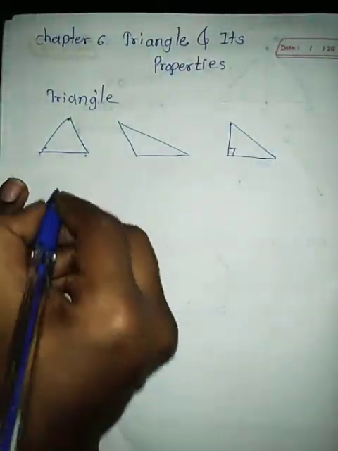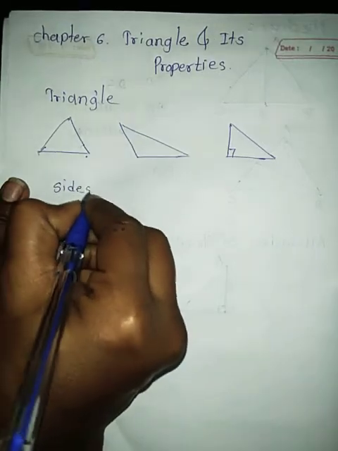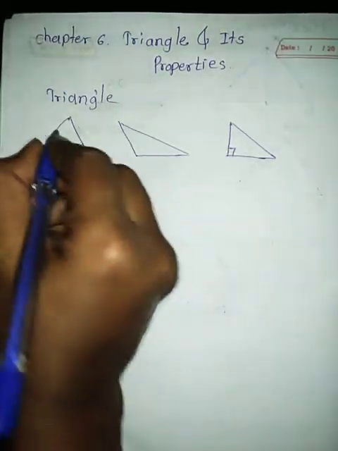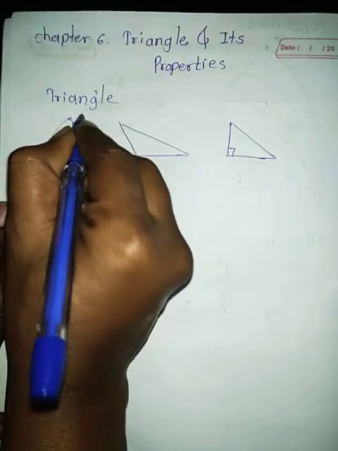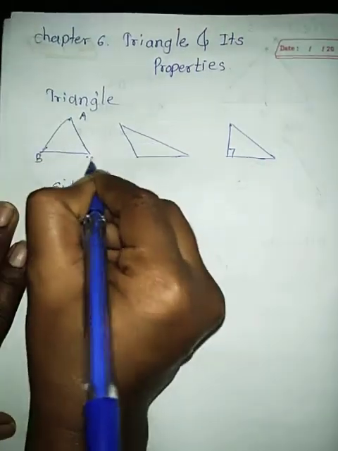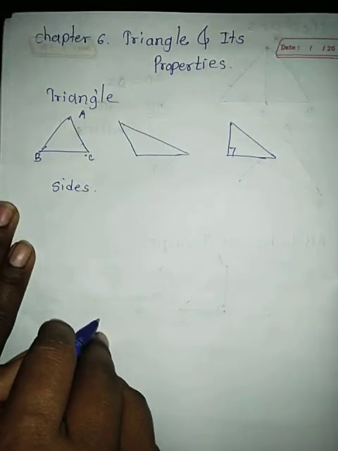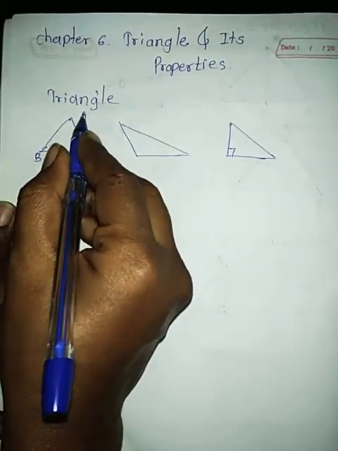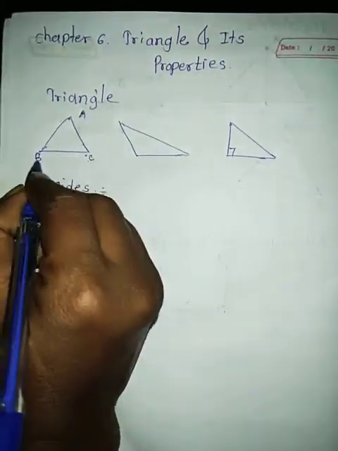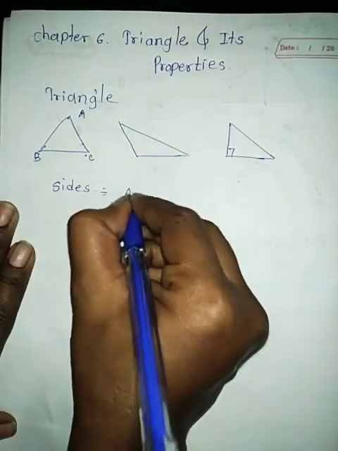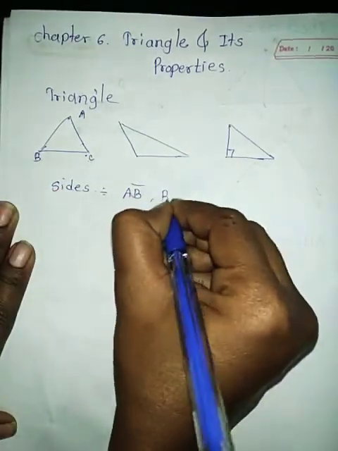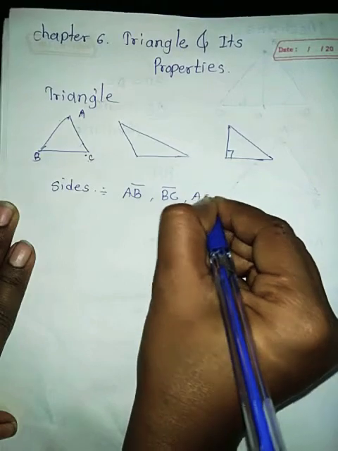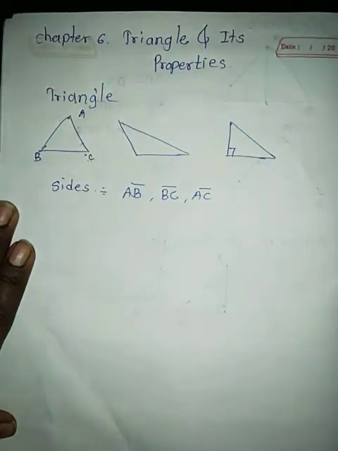Now, sides. Suppose I'm taking this triangle, A, B, C. The name is ABC. Now, the sides are three: side AB, side AC and side BC. So AB, BC and AC are the three sides of a triangle.